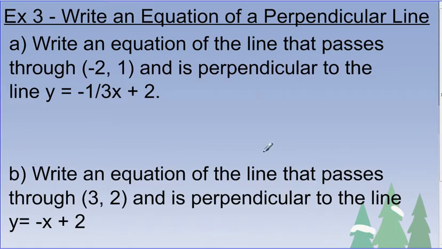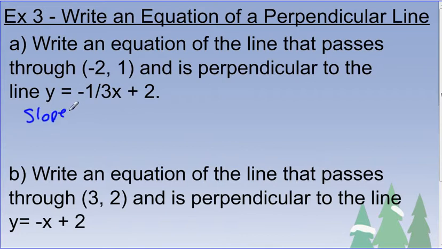Here it wants us to write an equation of a perpendicular line. Perpendicular has the opposite reciprocal slope. So it gives us an equation. It says write an equation of the line that passes through that point and is perpendicular to that line. So first things first. What is the new slope we want?